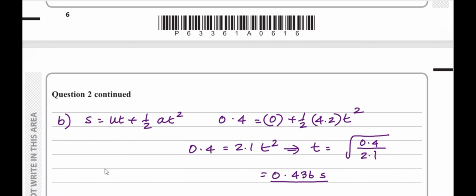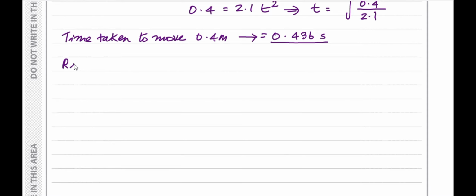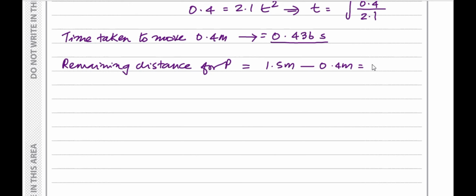This is actually the time taken to move 0.4 meters. So let's write that. Time taken to move 0.4 meters is equal to this. So the remaining distance for P is equal to 1.5 meters, take away 0.4 meters, equal to 1.1 meters.